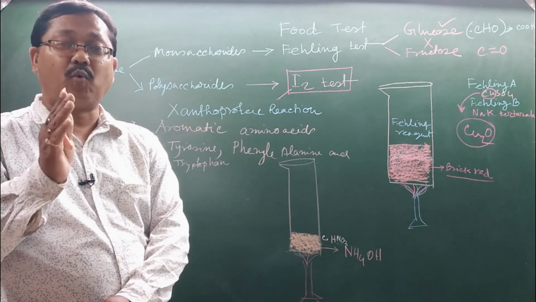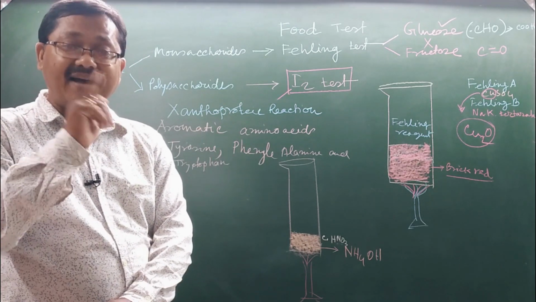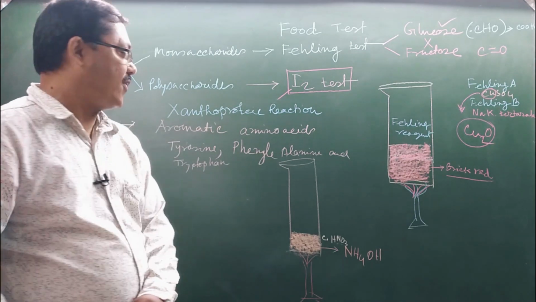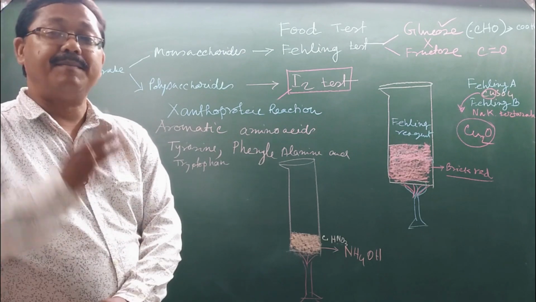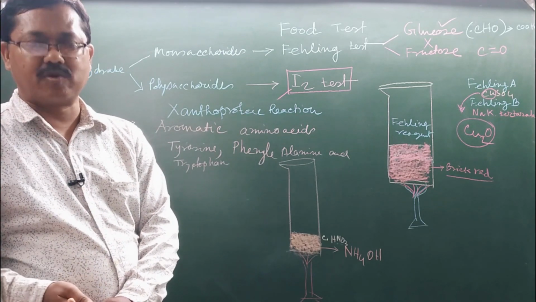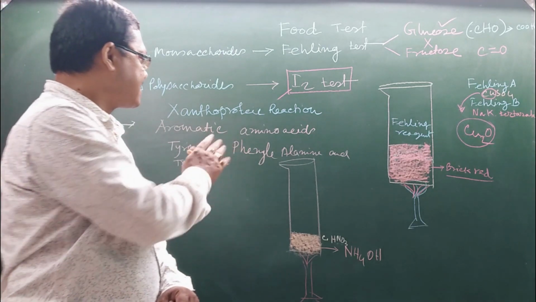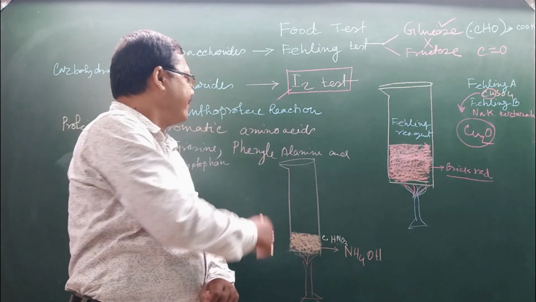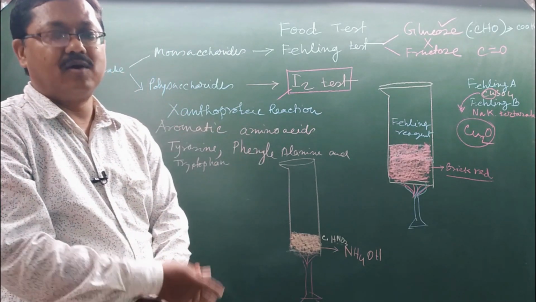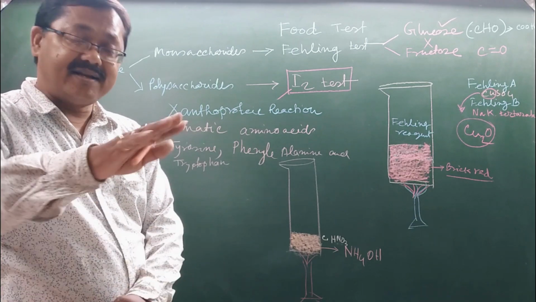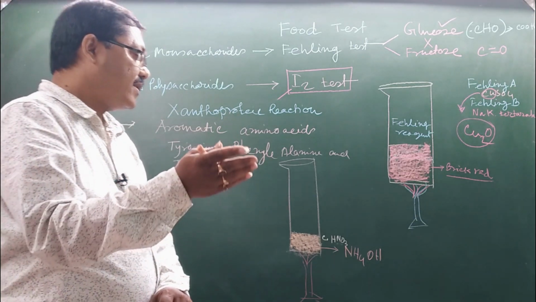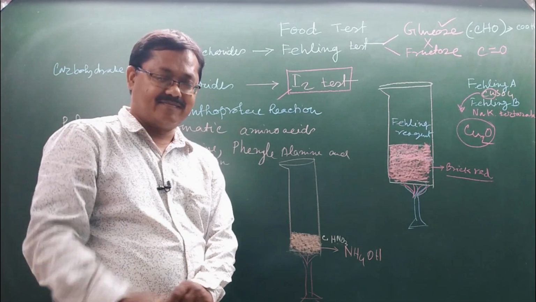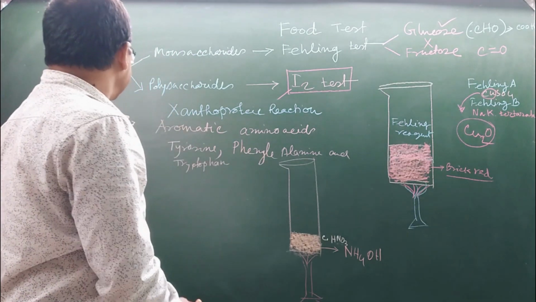This is the main protein identification test, and by this method we can identify the amino acid containing a phenyl group. The phenyl group, the benzene ring, is also present, and the phenyl group provides the color. The yellow color is converted when nitric acid is added, and it is converted also into orange color when ammonium hydroxide or NaOH is added. This is the protein test.